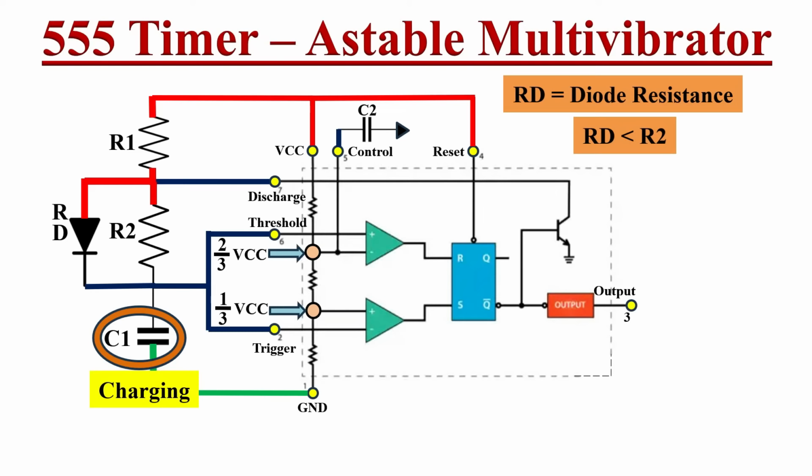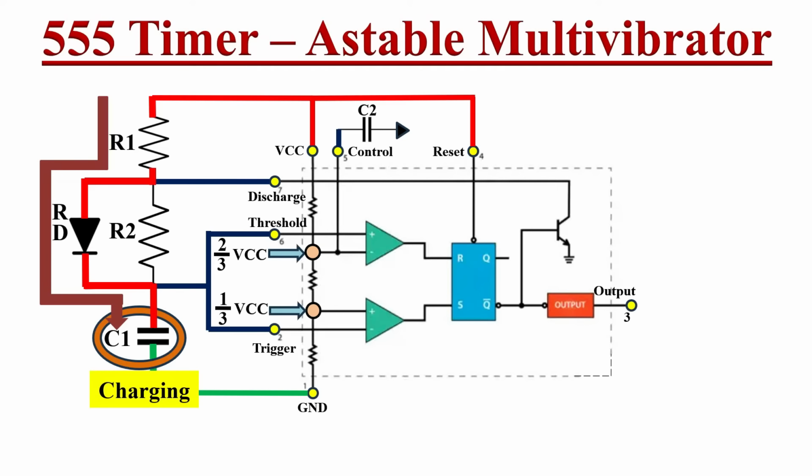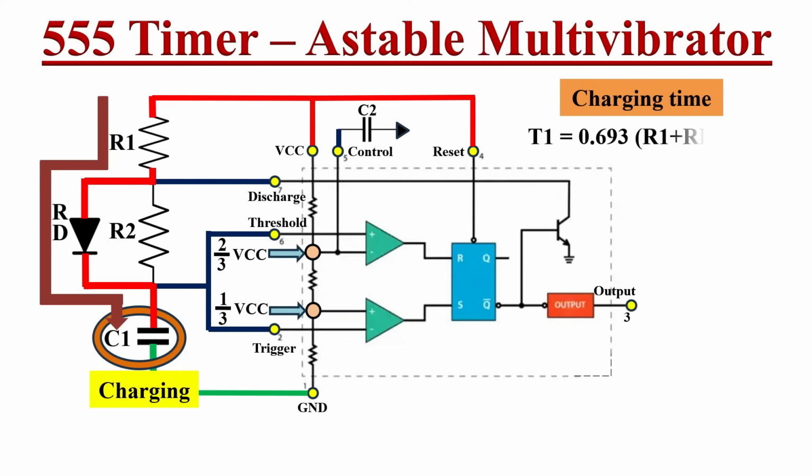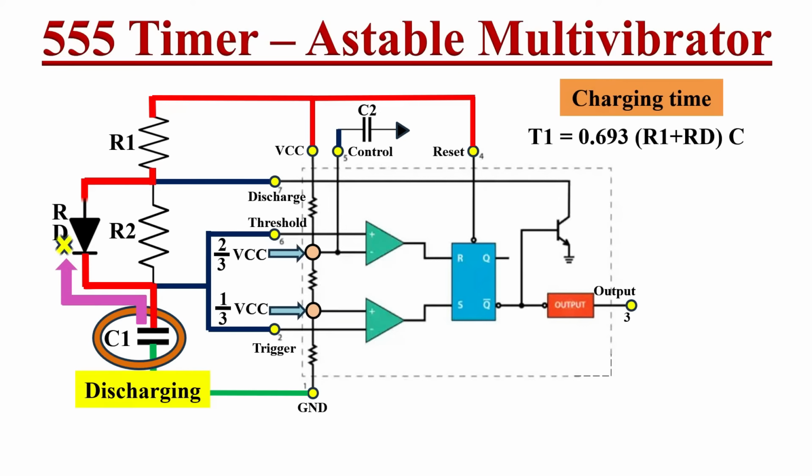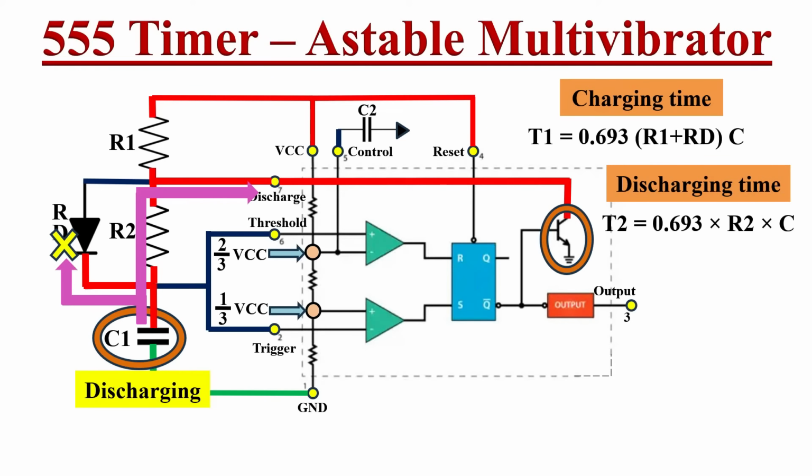So during the charging process, the capacitor will charge through resistor R1 and diode D. So we can write charging time T1 equals 0.693 times (R1 plus RD) into C. Here RD denotes the diode's forward resistance. But during the discharging process of this capacitor, this diode becomes reverse biased, so it cannot discharge through this diode. Hence it discharges through resistor R2. So the discharging time T2 equals 0.693 times R2 into C.